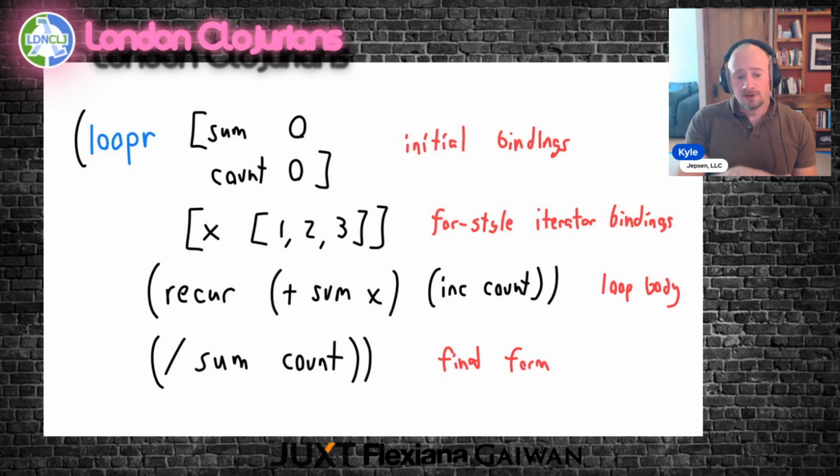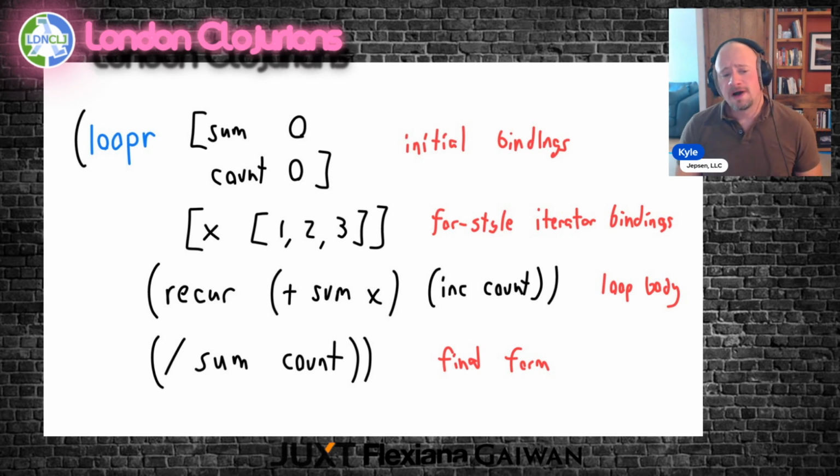Then, like loop, I have a recursive expression. So if I put recur in any tail form, it will go back to the start of the loop with new bindings for sum and count. So here we're going to find the sum of items and the count of items in a single pass over the data.